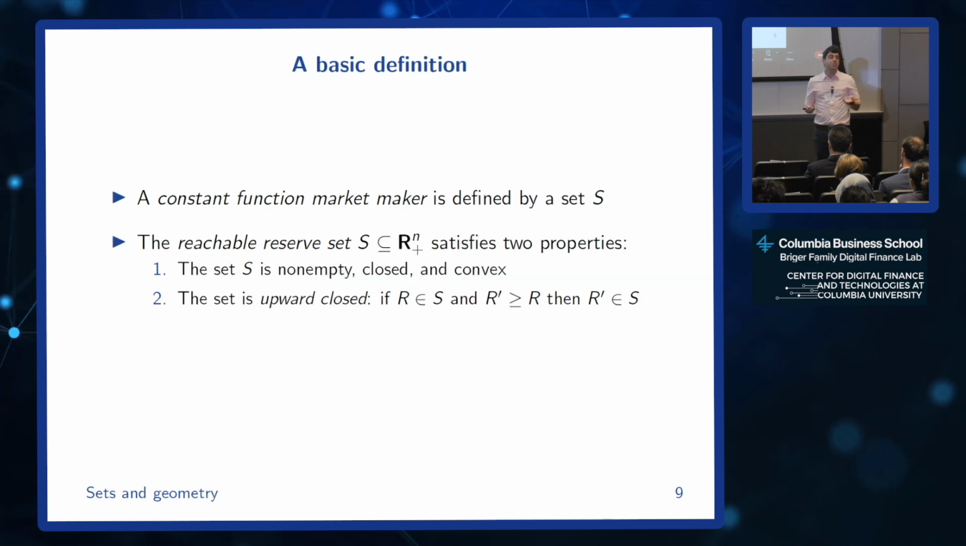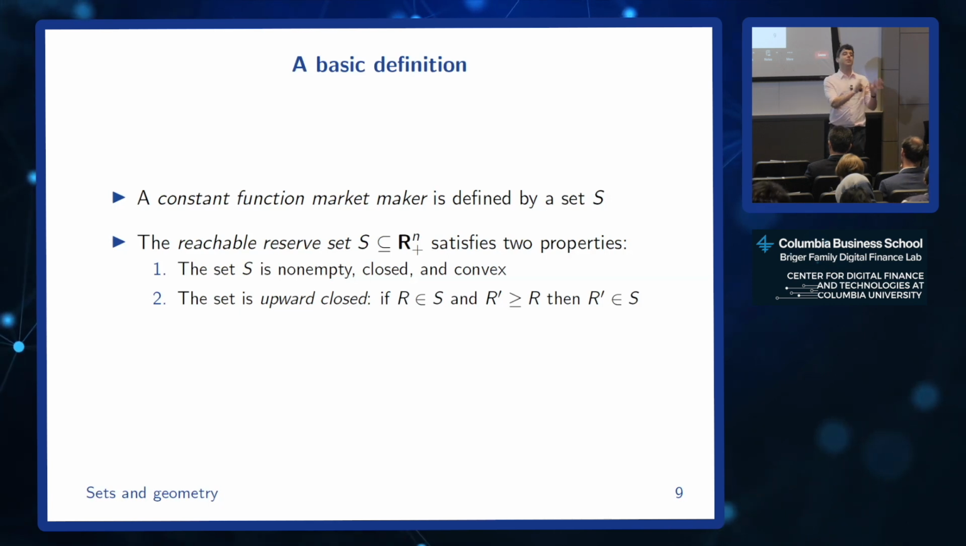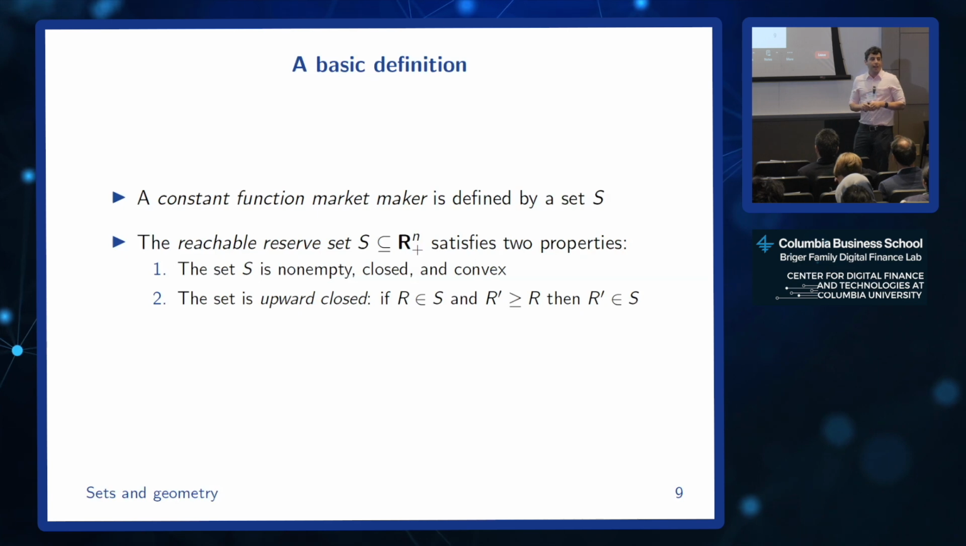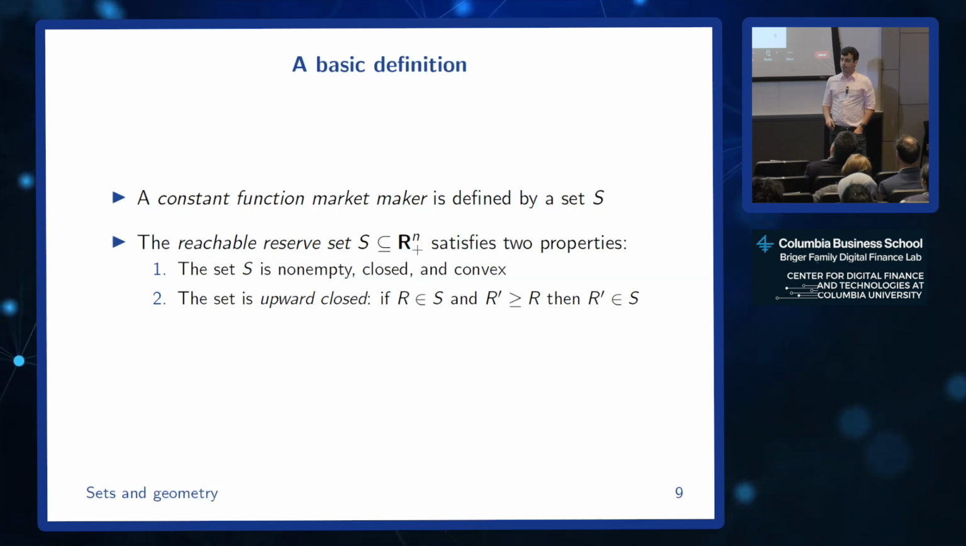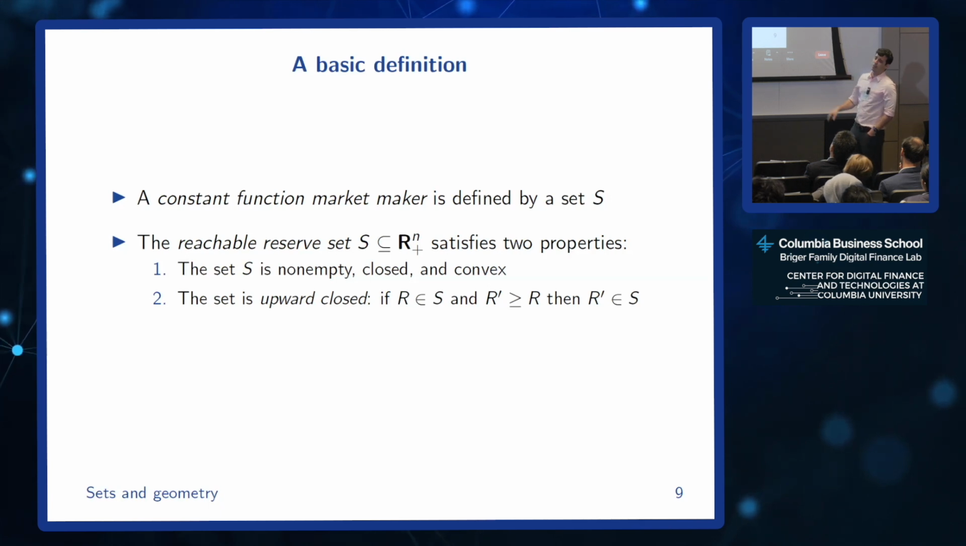Number two, it's closed. And the question of what closed and open actually mean in practice is kind of silly, so I'll just call it a technical condition, as we usually do in these areas. And then we're going to say it's convex, and that has the interpretation that tendering, for example, more of an asset to the CFMM will not increase its price. And then number two, which is actually, funnily enough, also a technical condition, but we'll refer you to the paper, is that it is upward closed.